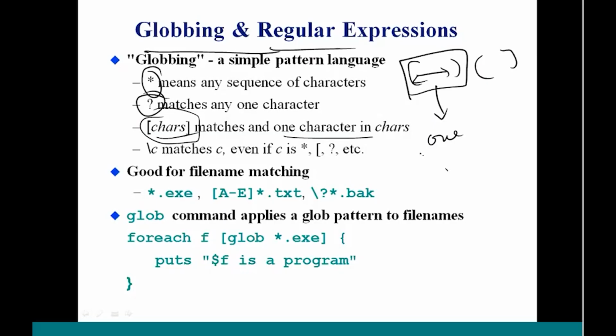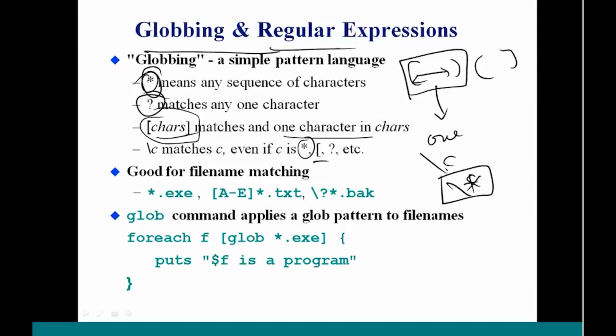And then we can also use backslash with C, which matches C even if it is one of these special characters. So if you want to exactly match a star, you escape it with a backslash, so that matches exactly that character. I wanted to make a distinction between the glob style pattern matching and the glob command that we saw in the earlier ones.